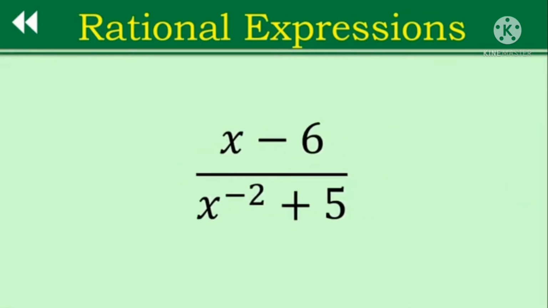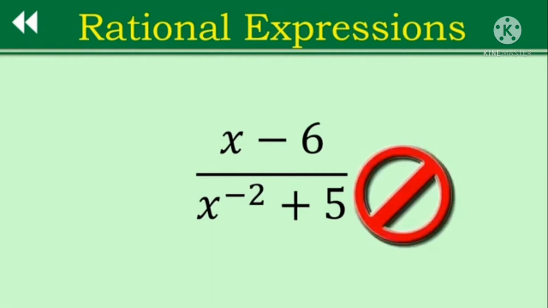How about this? Is this a rational expression? Think of it. And the answer is, it's a no. It's not a rational expression. Now this time, why? This is not a rational expression even though the numerator is a polynomial, because the denominator does not qualify to be a polynomial. Why? Because of the negative exponent in the variable. That's based on our lesson number 1 for rational functions.